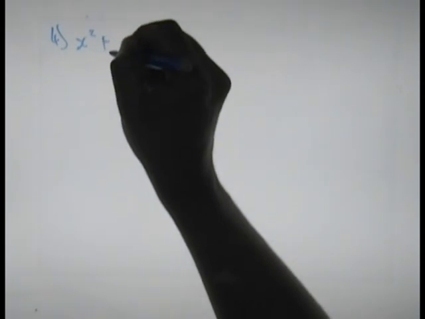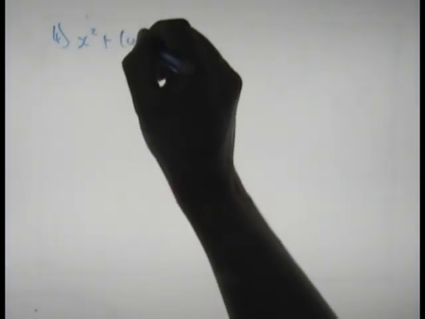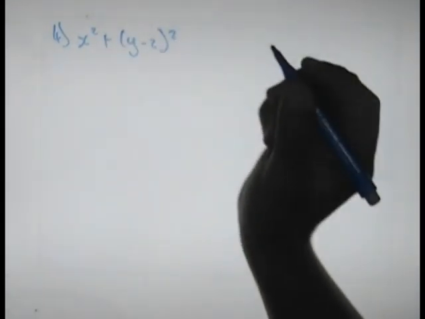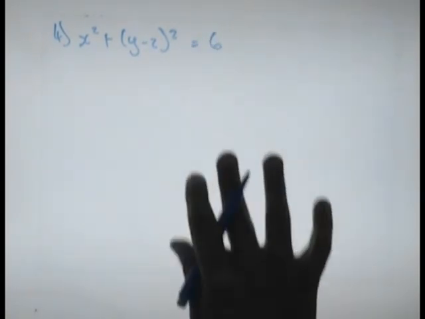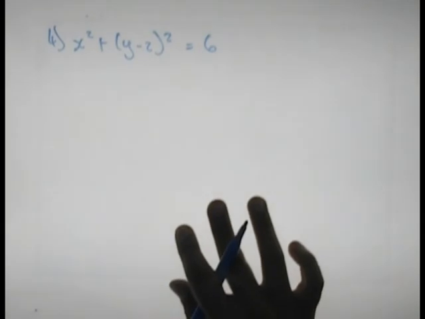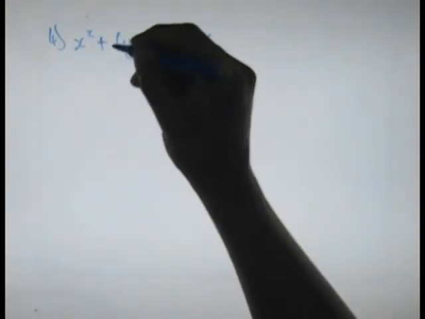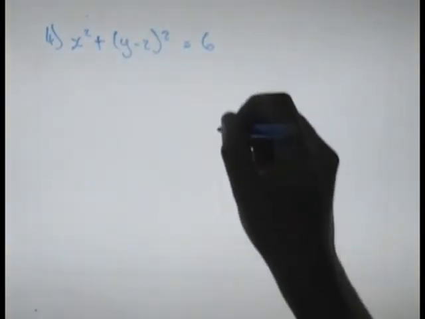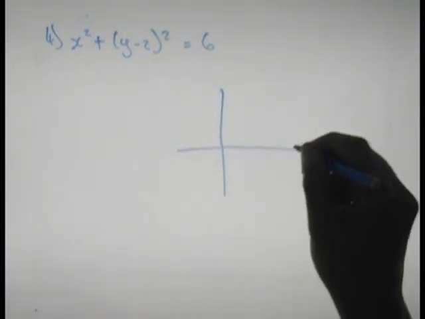Number 4 reads x² + (y - 2)² = 6. Now most of you would be thinking, how do we get this into standard form? Believe it or not, this one is already in standard form.